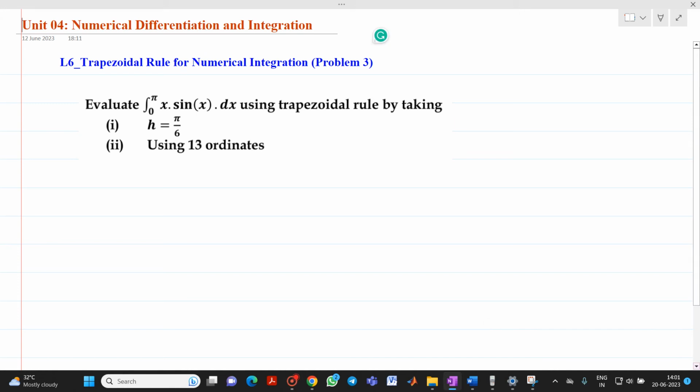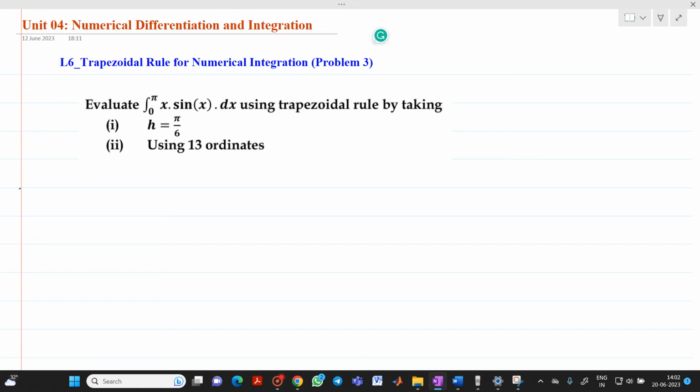In this video lecture, we are going to discuss the next problem of the trapezoidal method for numerical integration. The problem is: evaluate the integration from 0 to pi of x sin x using the trapezoidal rule. Now here there are two parts. We will solve the first part, part A. In part A, h, that is the step size, has been given, which is equal to pi by 6.